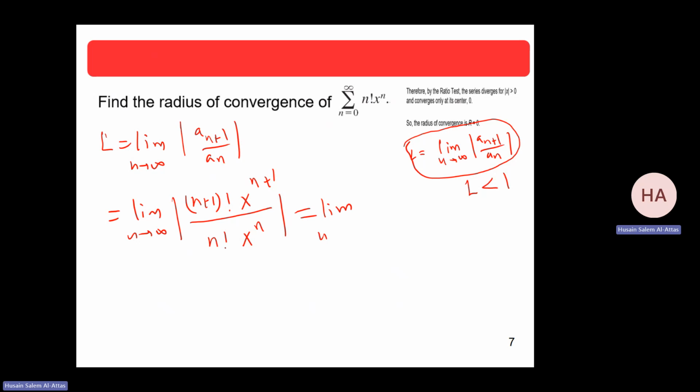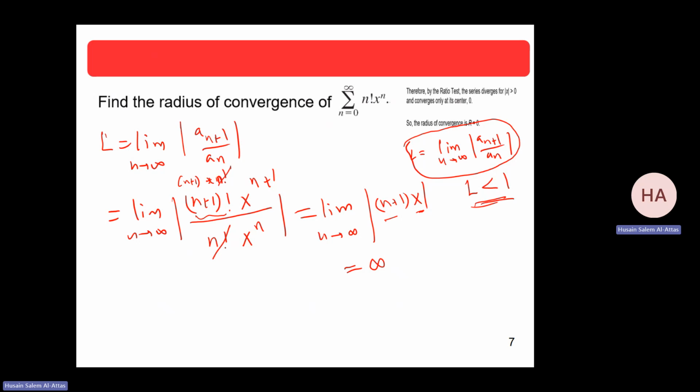That will be the limit as n goes to infinity of what? This is (n plus 1) times n factorial. So this is cancelled, and I have (n plus 1) times x. If you apply the limit, you have infinity, since x is fixed. So that will be infinity. That's impossible to be less than 1.